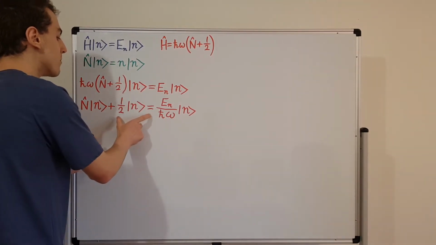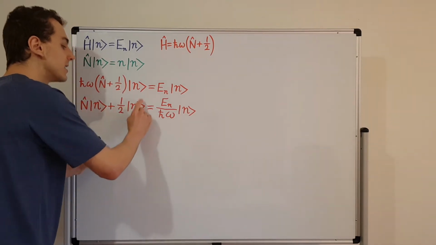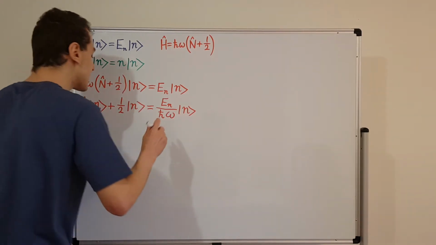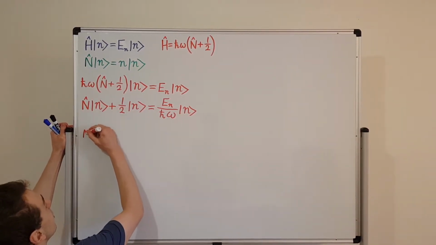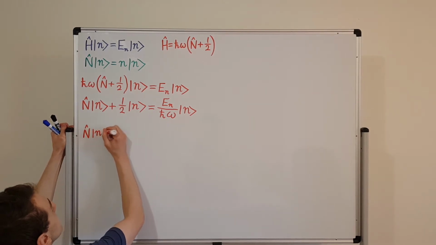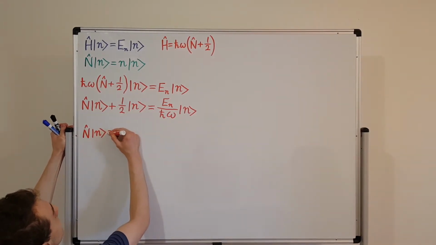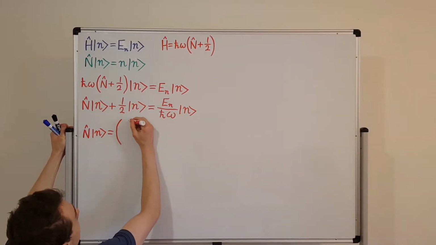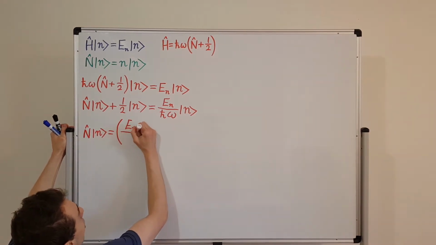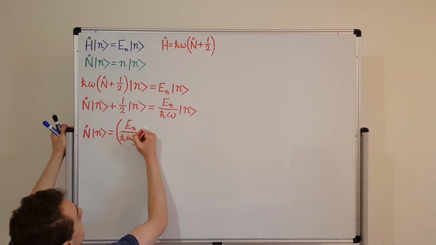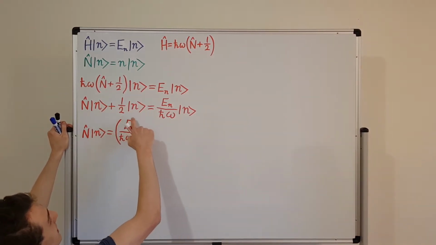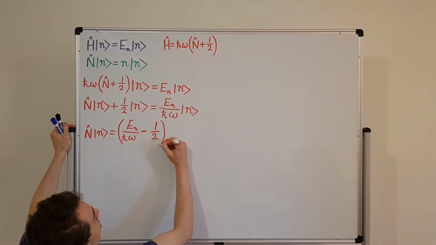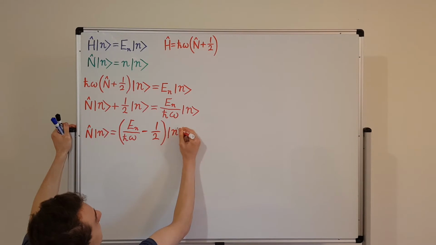And what I can also do is move this term to the other side. I can subtract it from both sides of the equation, and then I can group those two terms on the other side of the equation. And that's going to give me this. I'm going to have the number operator acting on the eigenstate on the left-hand side. And that's going to be equal to, I'll put some brackets over here. So we're going to have this factor over here. That's E sub n over h bar omega. And then we want to move this term to the other side and factor out the half. That's going to be minus 1/2. And all of this is going to be acting on this ket.